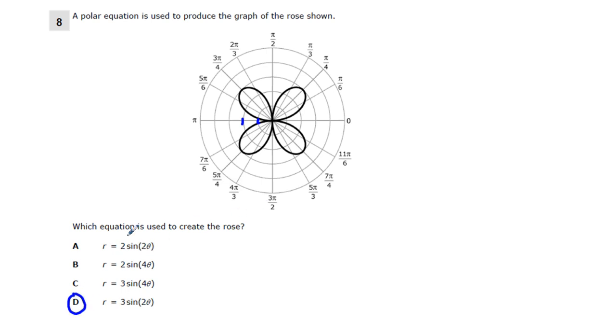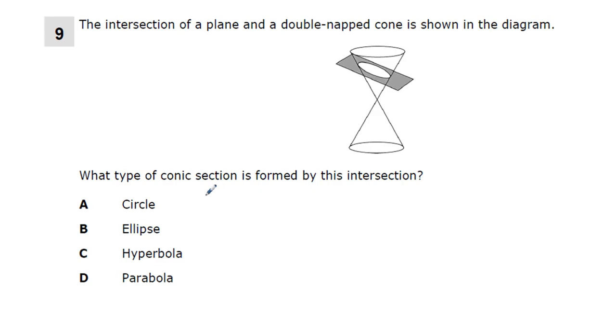So this requires horizontal analysis, shouldn't be too much trouble. Number 9: the intersection of a plane and a double napped cone is shown in the diagram. What type of conic section is formed by this intersection? You're going to be given one problem on your test of this caliber, where you're going to have these answer choices.